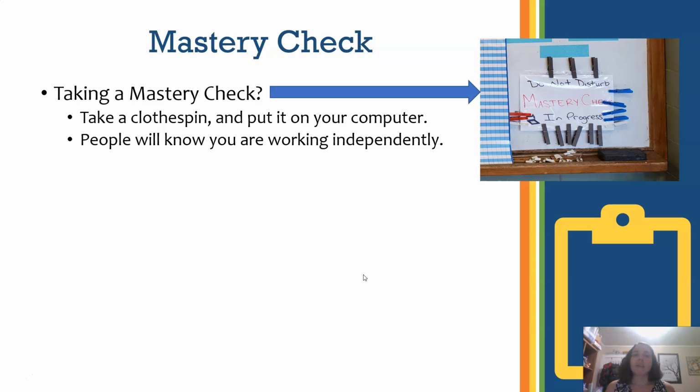One final thing, at the end of each lesson is a required mastery check to make sure that you have mastered this lesson, you know the material well enough that you're ready to move on. While you're taking a mastery check, you need to work independently, so I know what you know. This system here is where you take a clothespin and you can put it on your computer screen so that people know you are working independently and they will not disturb you.